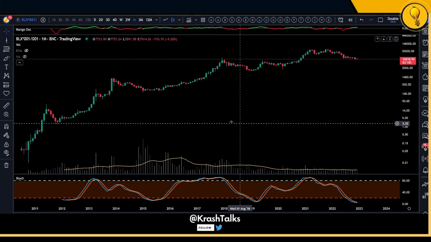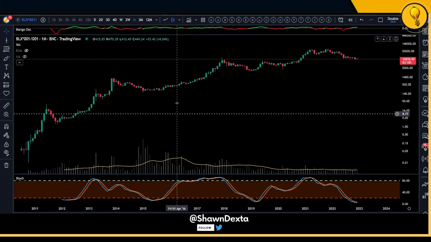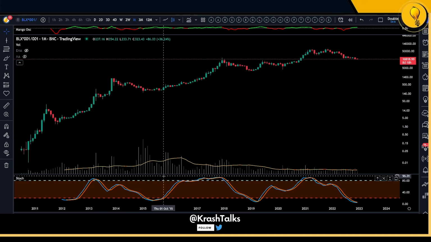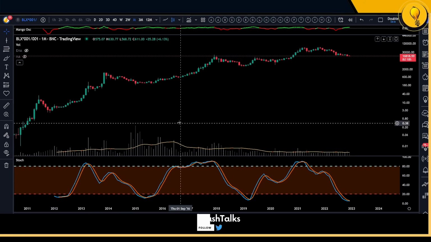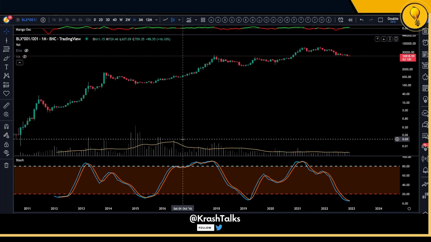Alrighty, and here we are looking at Bitcoin on the monthly time frame, right? And this is really, really interesting. And what we're going to be doing, guys, is we're going to be looking at our stochastics indicator. I'm not going to spend too much time today on the charts, because I did promise you guys I'm going to keep these videos as short as possible, but I do want to talk about what's going on over here.